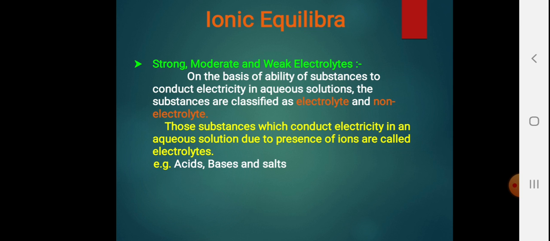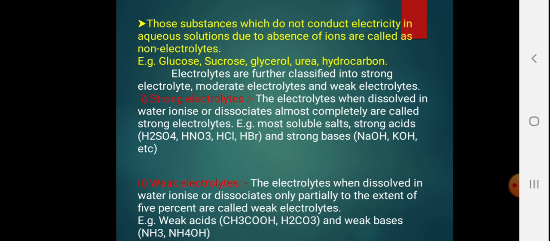Here, first we see strong, moderate and weak electrolytes. On the basis of the ability of substances to conduct electricity in aqueous solutions, the substances are classified as electrolytes and non-electrolytes. Those substances which conduct electricity in an aqueous solution due to the presence of ions are called electrolytes. For example, acids, bases and salts. Those substances which do not conduct electricity in aqueous solutions due to the absence of ions are called non-electrolytes. For example, glucose, sucrose, glycerol, urea and hydrocarbons.